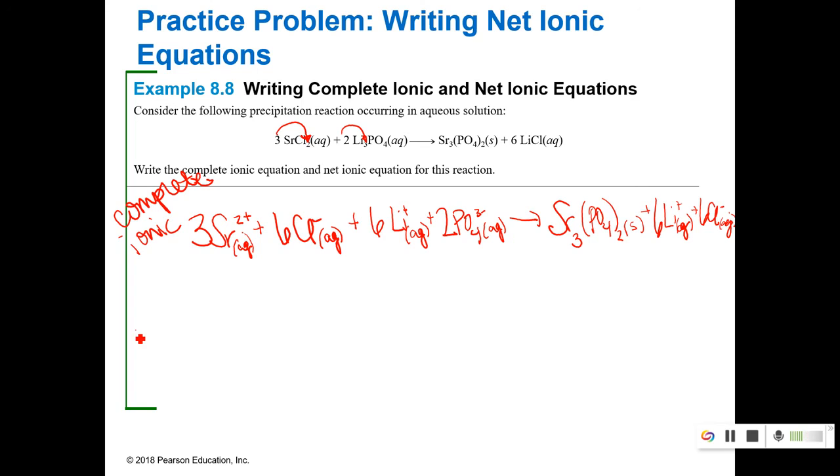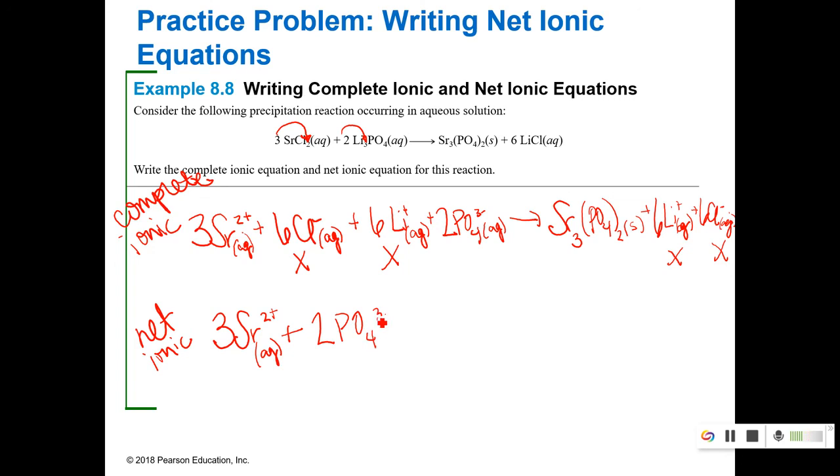Okay, that's the complete ionic. Net ionic is whatever is left. So I have 3 Sr2 plus. I'm getting rid of chlorine and lithium. Those are our spectators. We'll write them in a minute. And I've got 2 phosphates to make our strontium phosphate solid, or precipitate. Remember, that's what it's called in these types of reactions. So then I'm going to write our spectators just so we see them.